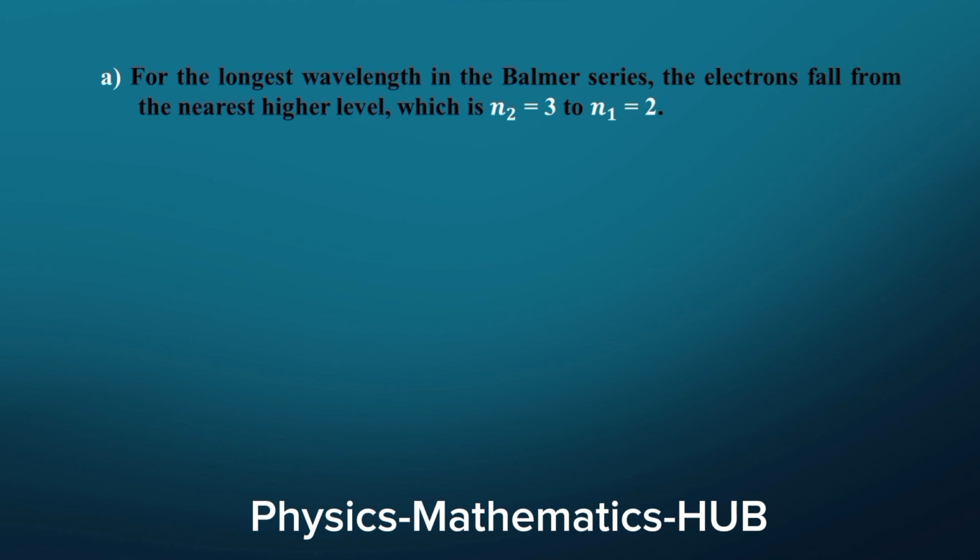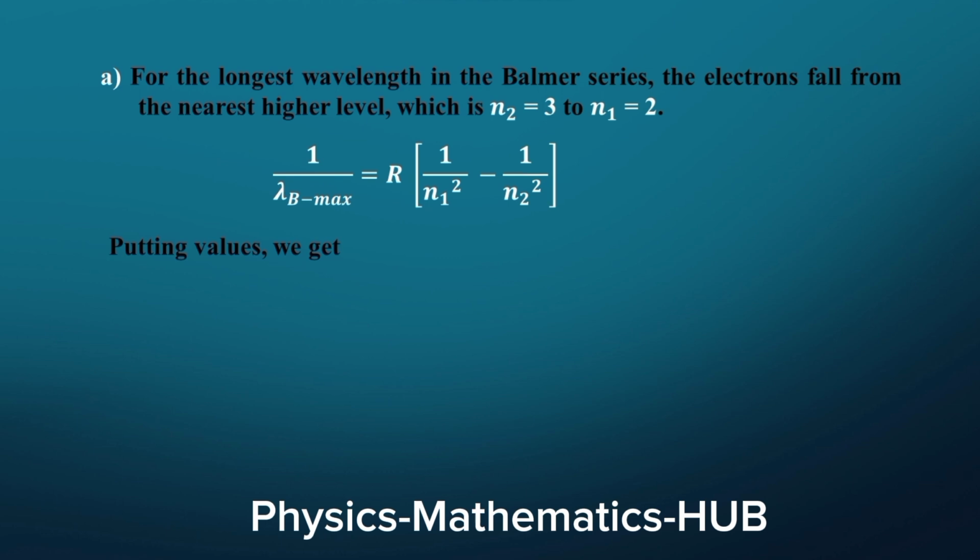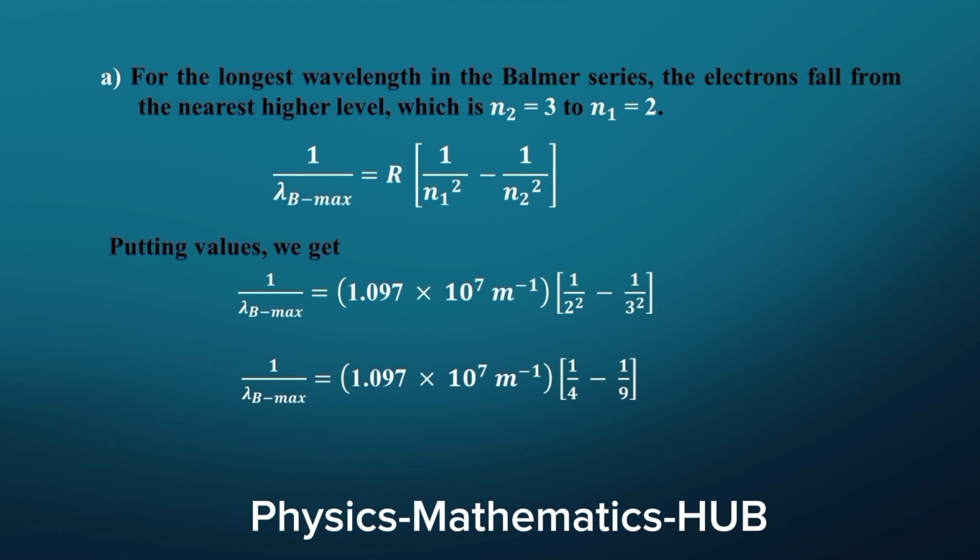Now let us calculate the longest wavelength in the Balmer series, where the electrons fall from the nearest higher level, which is the third energy level. Here we use equation 1: 1 over lambda B maximum is equal to Rydberg constant into (1 over n1 square minus 1 over n2 square). Putting values, we have 1 over lambda B maximum is equal to Rydberg constant into (1 over 2 square minus 1 over 3 square).